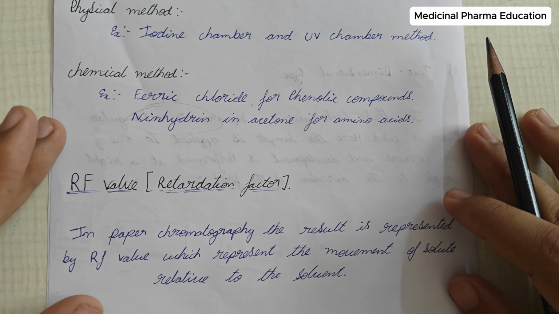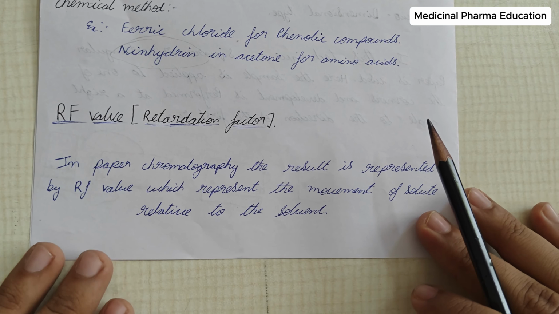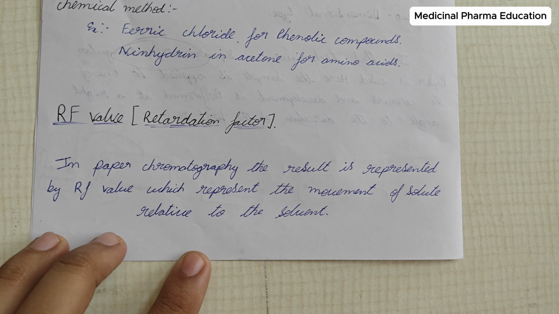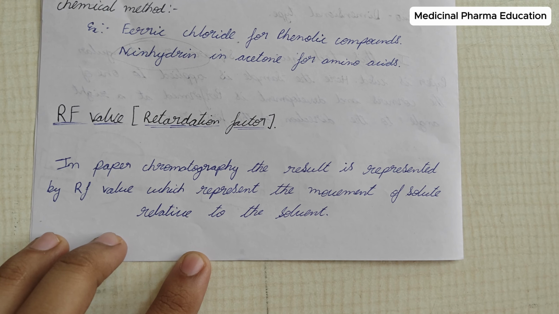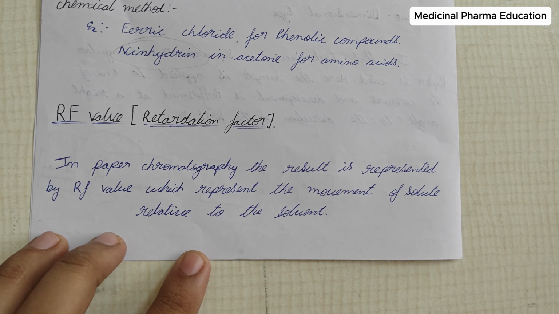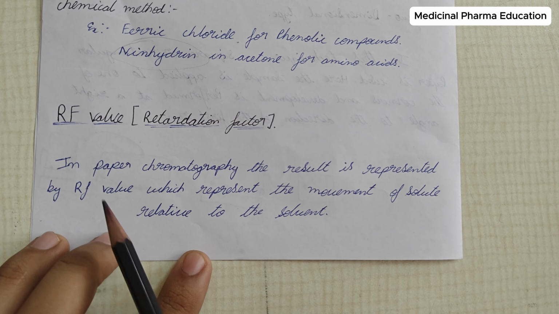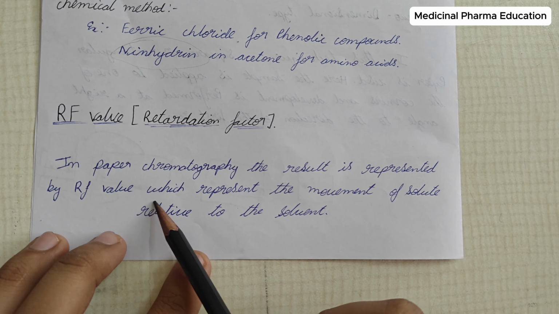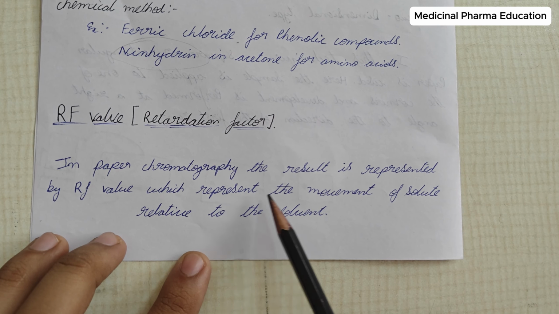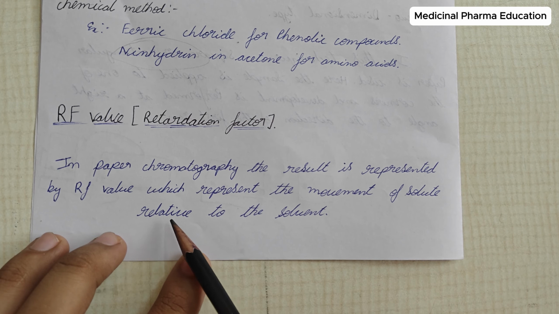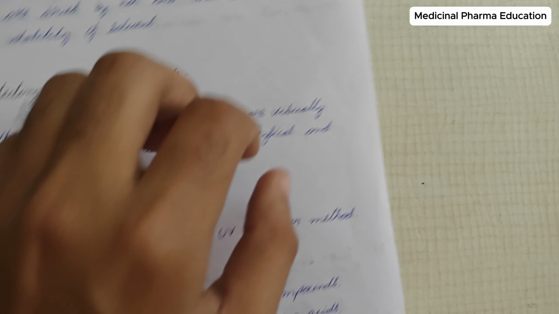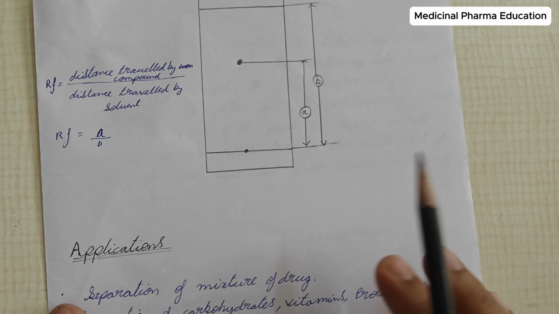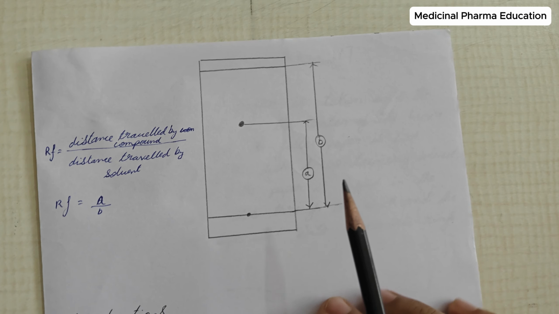Next, how will you calculate what is my compound, okay? How will you identify? Based upon the RF value. RF value means retardation factor. In paper chromatography, the result is represented by the RF value, which represents the movement of solute relative to the solvent, okay. By this, we will come to know which sample has moved farther and which sample has moved less, okay.